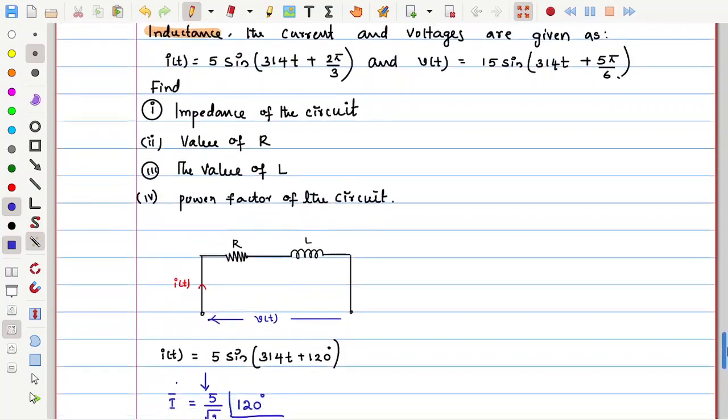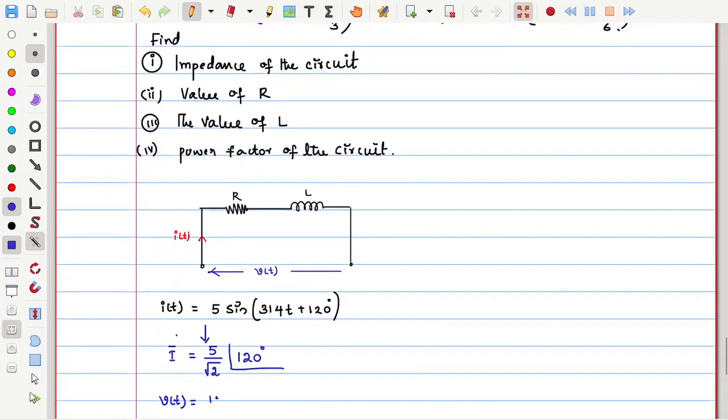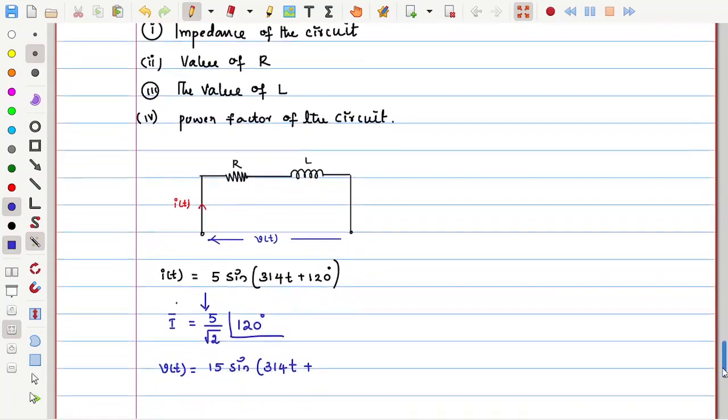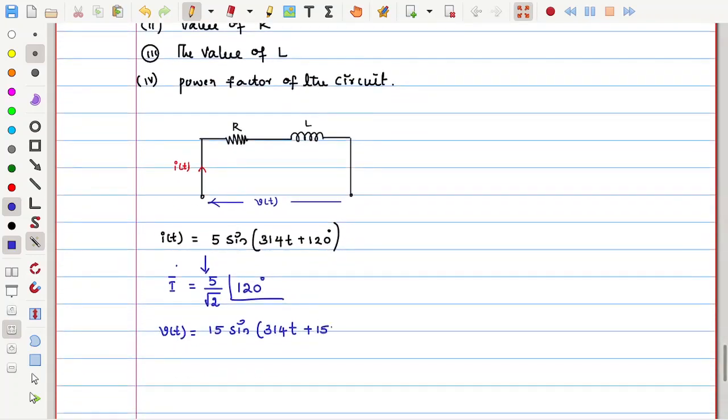How much is the V of t? 15 sine 314t plus how much is 5 pi by 6? 5 pi by 6 is 150 degrees. So, I am expressing the given radians into degrees, that is all. Now, can I say this voltage also in phasor form as V bar is equal to 15 by root 2 at an angle of 150. So, I got voltage and current phasors.